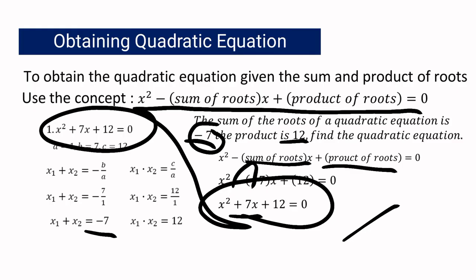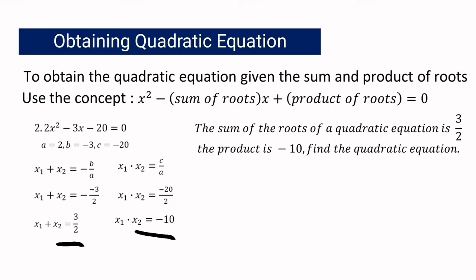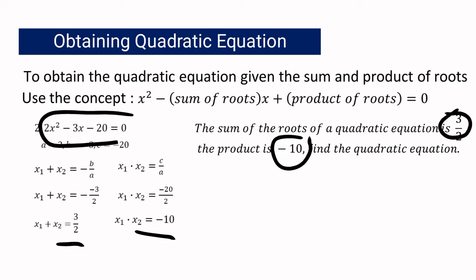So this one is definitely correct. Did you get it? Okay, let's have example number 2. This is our example earlier also, wherein the sum is 3 over 2 and the product is negative 10. The problem here will be the sum is 3 over 2 and the product is negative 10. We are going to look for the quadratic equation.